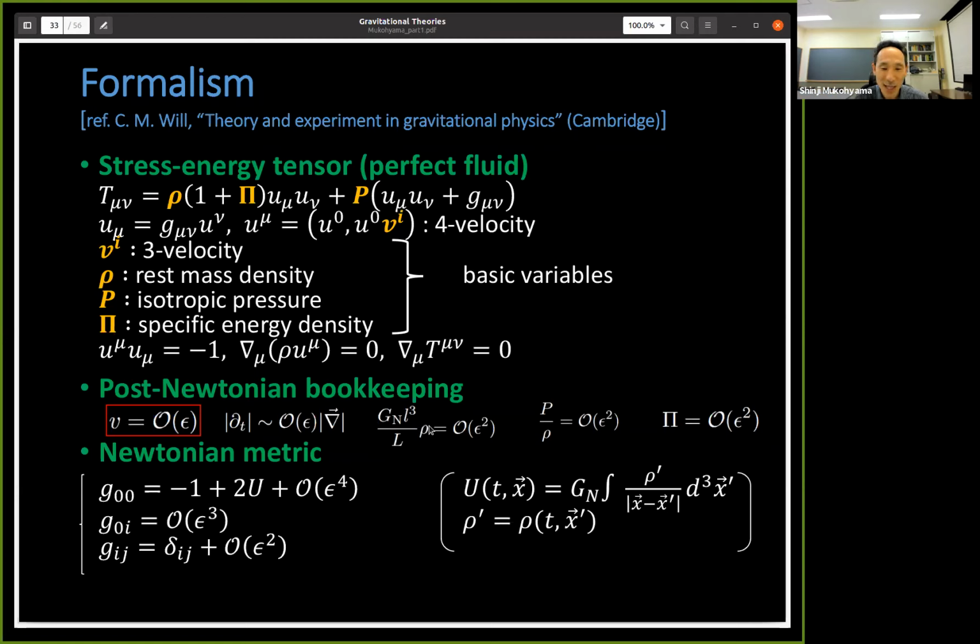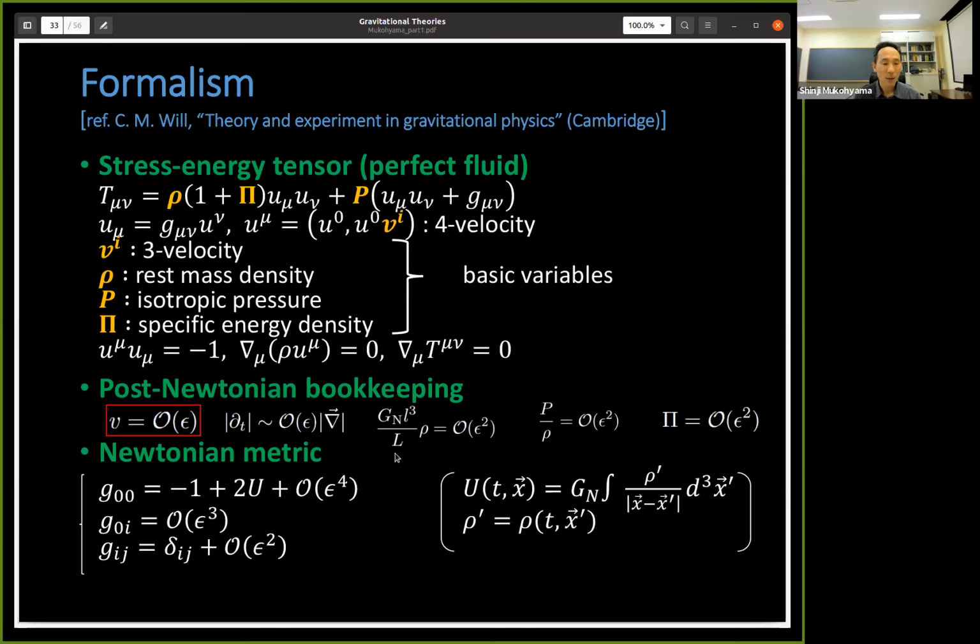So this is energy density, and small l is the size of the object, and capital L is the distance between the matter source, the source of gravity, and the object that we observe. We have something like this, and we observe this one, and small l is the size of the source of gravity. Also, pressure is higher order in epsilon, this is the assumption, and specific energy density is also higher order. This is the assumption with respect to the post-Newtonian bookkeeping.